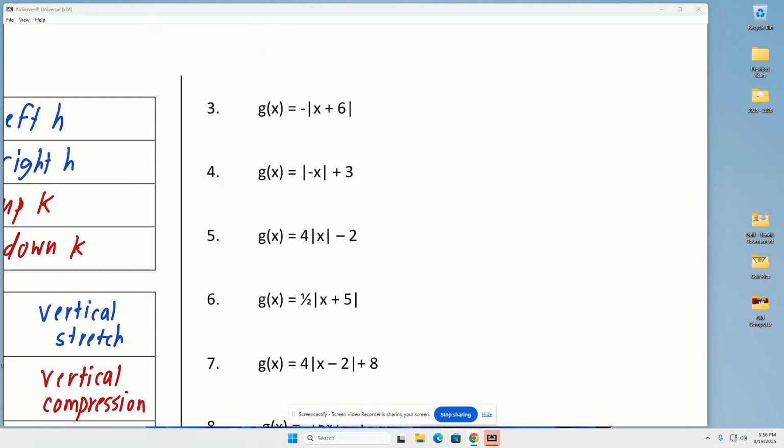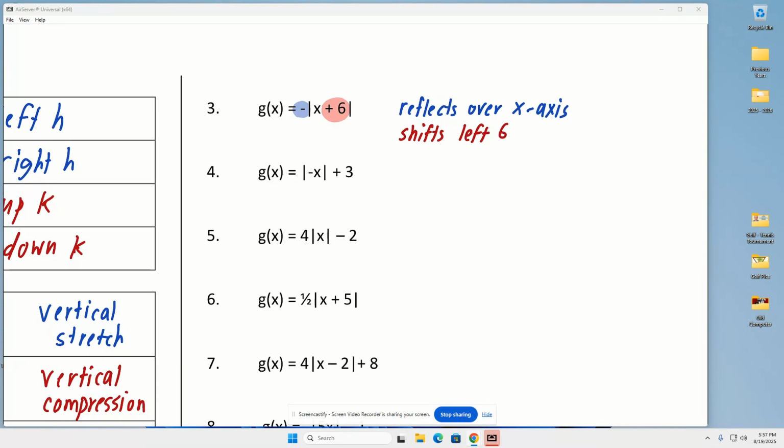Okay, let's move to the top. We got two things going on here. One, multiplying by a negative. Where is it? Outside. That's a vertical reflection. Vertical reflection means it reflects over which axis? X-axis. But we also got plus 6. That is a shift. It's inside, so it's horizontal. It's the opposite. So that's actually a negative horizontal shift. So it shifts left 6.